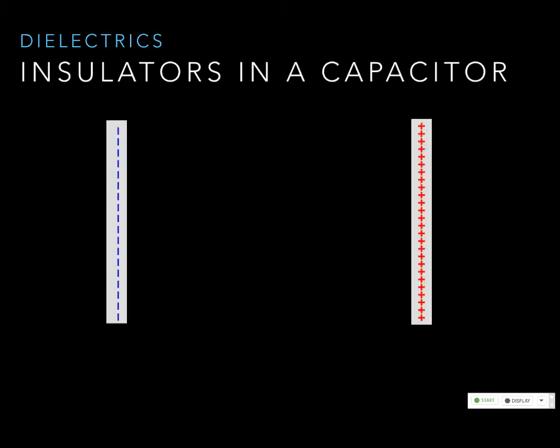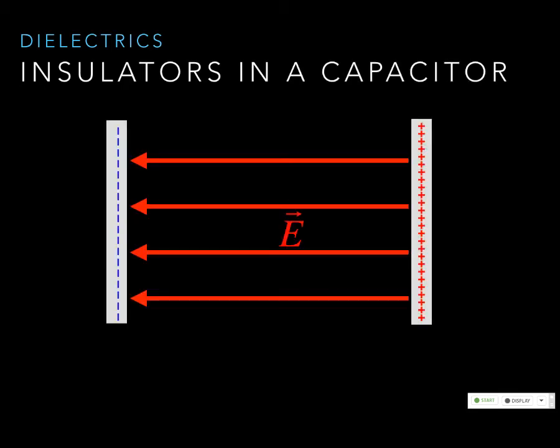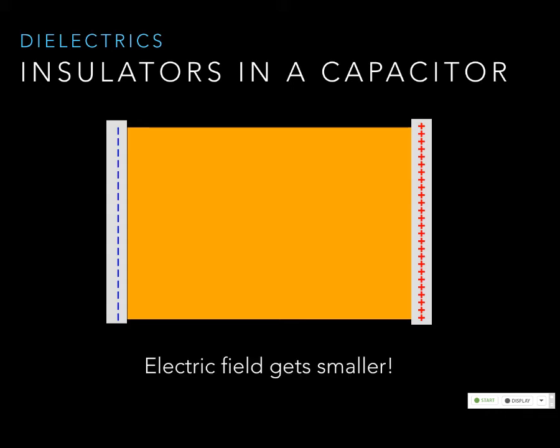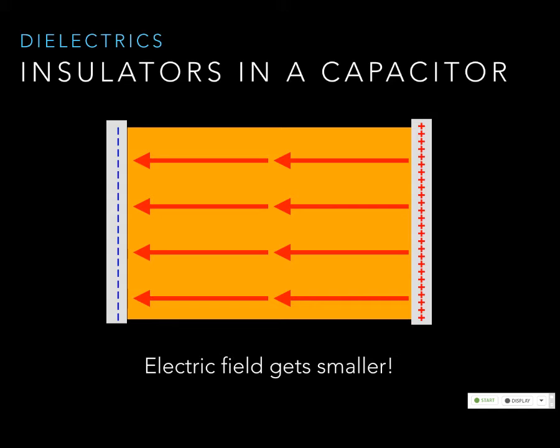Let's look at that again. Let's say we have a capacitor. Here's the field for the capacitor. We throw our insulator in here. Here's the fields for each of the little dipoles. What happens to the net electric field? Does it go away? No, it just gets smaller. So the electric field inside your capacitor goes down.